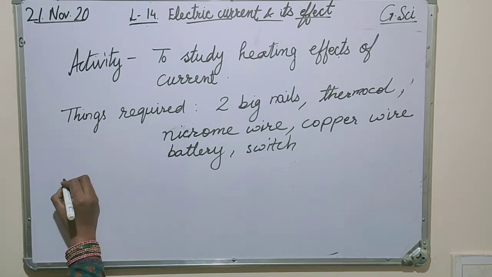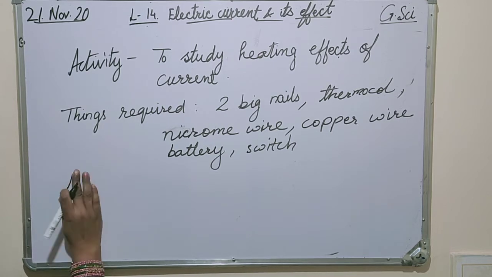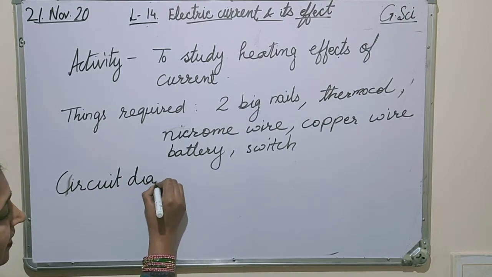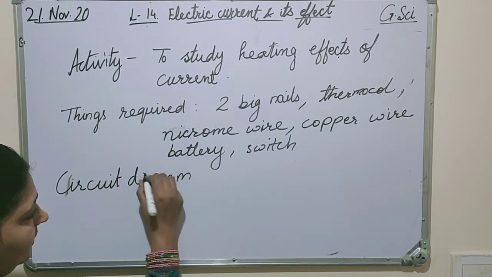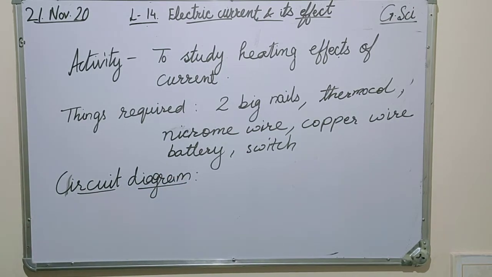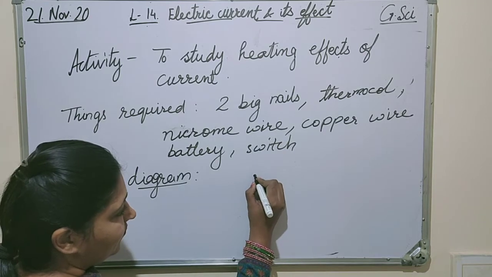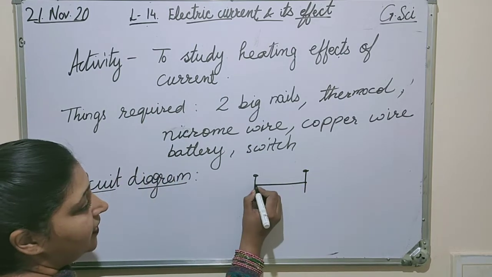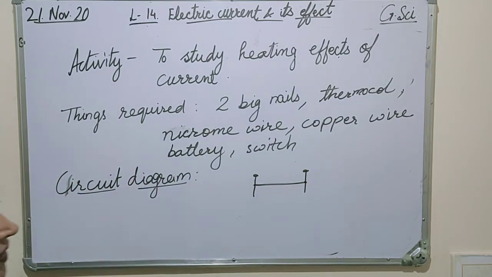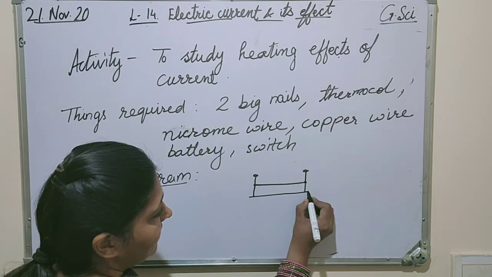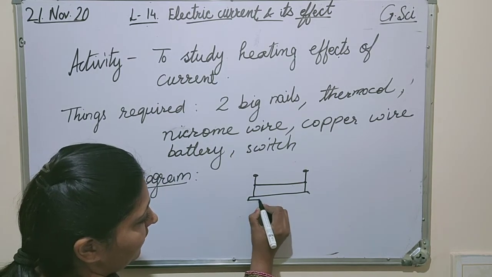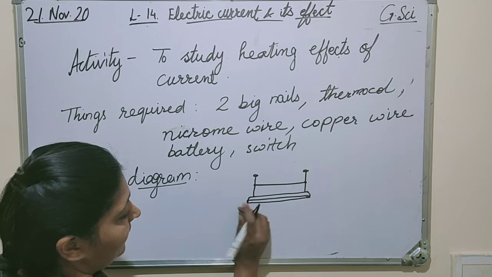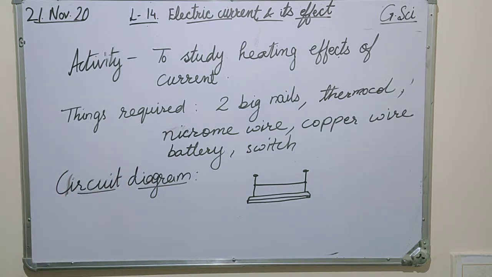And what should be the circuit diagram? What should be the circuit diagram of this? All of you know that. Since the bulb is not required, I am not using the bulb in the circuit diagram also. I am just using two nails. These are the two nails and they are attached with a nichrome wire. This nichrome wire is fixed on a thermocol sheet. They are very much fixed on a thermocol sheet.